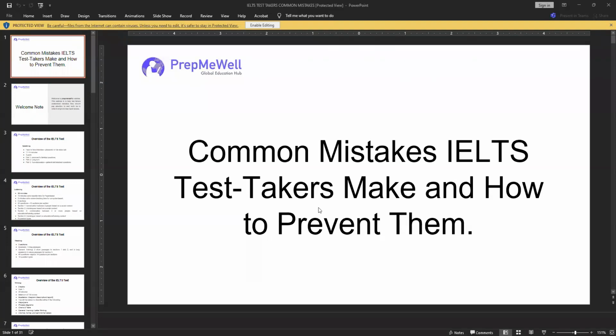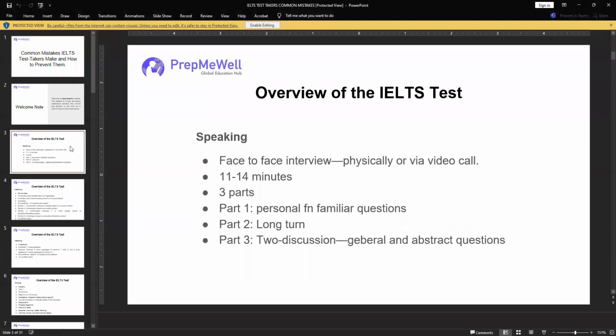Okay, so we'll be looking at common mistakes IELTS test takers make and how to prevent them. All right, so let's go straight on to look at the overview of the test.